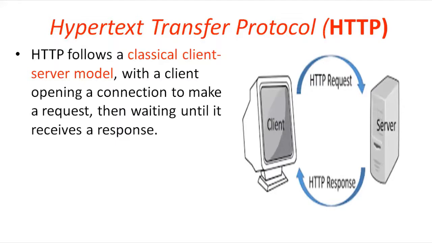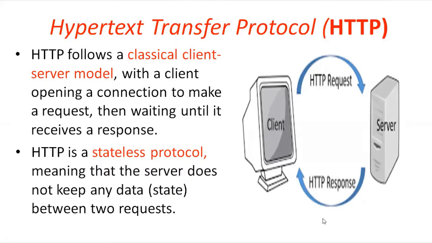HTTP follows the classic client to server model. I already explained that: there is a client and there is a server. In the diagram on the right side, the client always sends a request, the server processes the request, prepares an acknowledgement and a response, and then sends the response to the client. That means HTTP always follows the classic client to server model, where the client opens the connection to make the request and then waits until it receives the response. What is the role of the client here? It makes the request and waits for the response. That is simple.